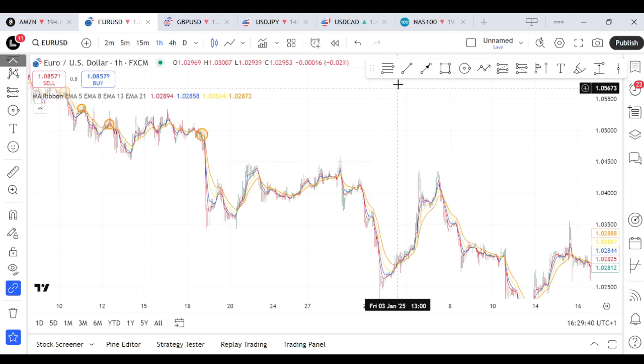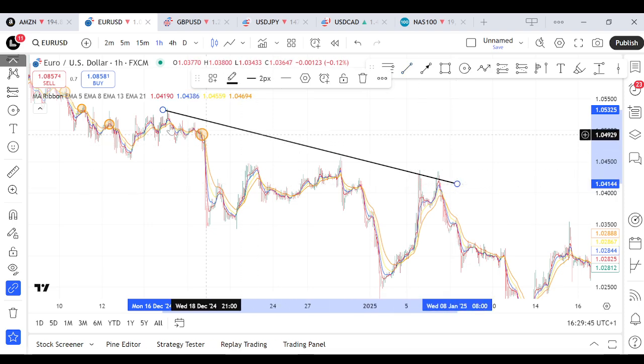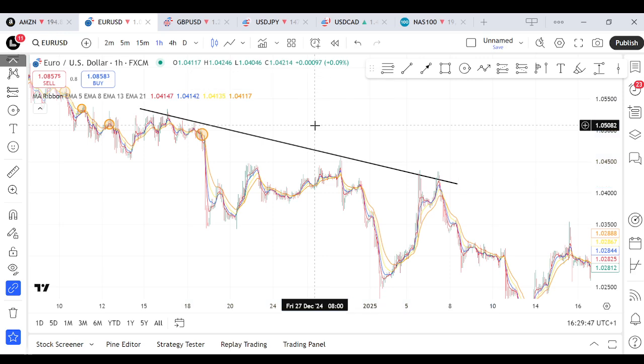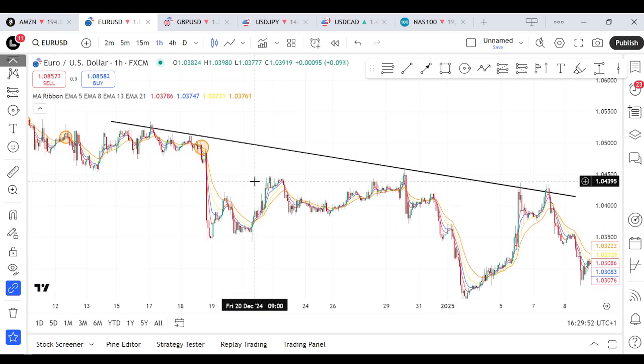This is the first step. Remember, we are in a bearish trend here. So once price comes close to these EMAs, we should look for bearish candlestick patterns to trade.